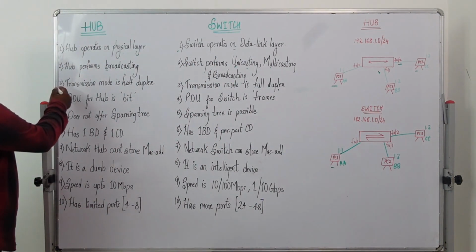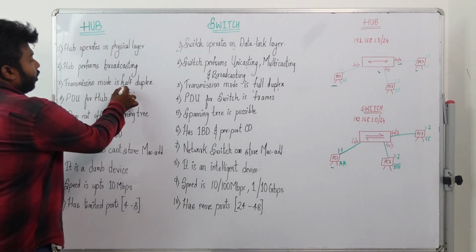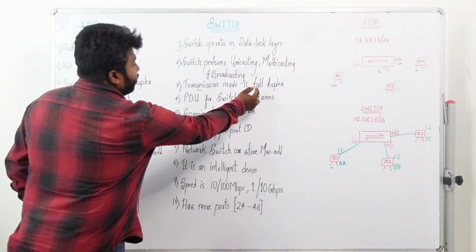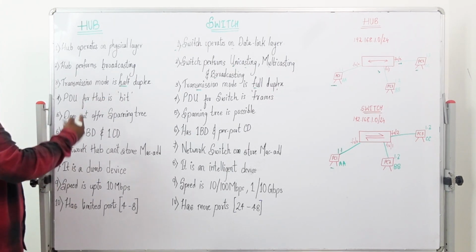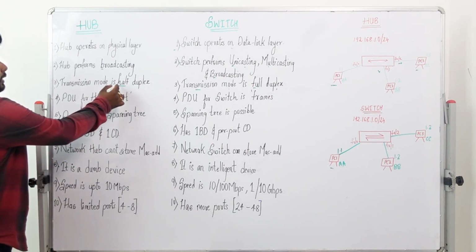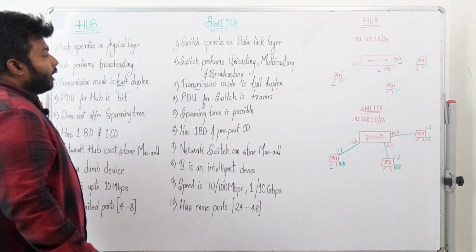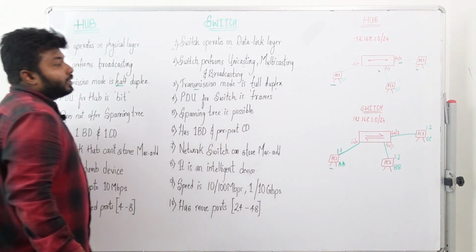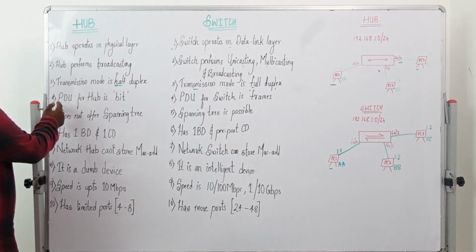So if you talk about the third difference between a hub and a switch, the transmission mode in a hub is half duplex. Whereas the transmission mode enabled by default on a switch is full duplex. What you understand by half duplex is, in a hub, both-way communication is possible, but not simultaneously, not at the same point of time. Whereas in a switch, we can have both-way communication, and you can perform it simultaneously, right?